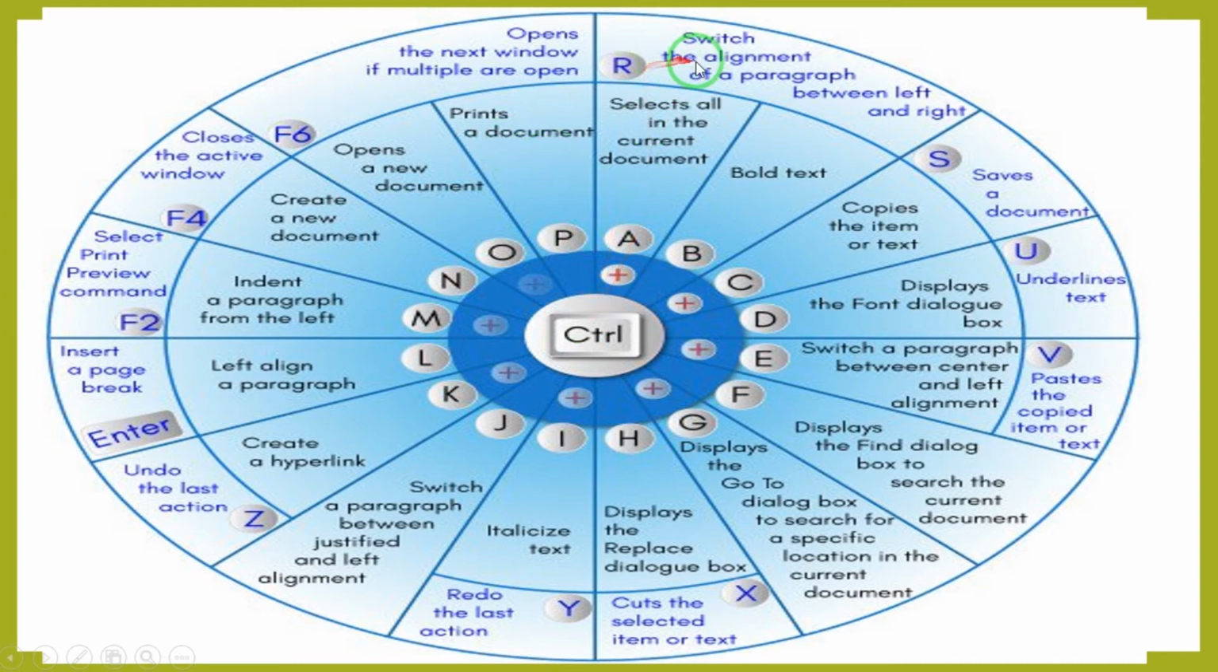Control R switches the alignment of the paragraph between left and right. And Control S is to save a document. And Control U is to underline the text. Control V is to paste the copied items or text. And Control X is to cut the selected items or text. Control Y is to redo the last action. And Control Z is to undo the last action.